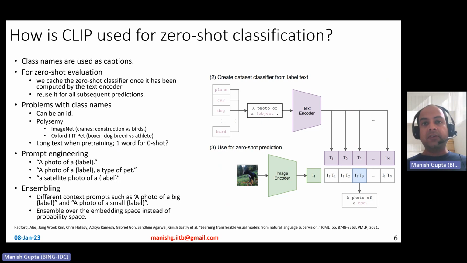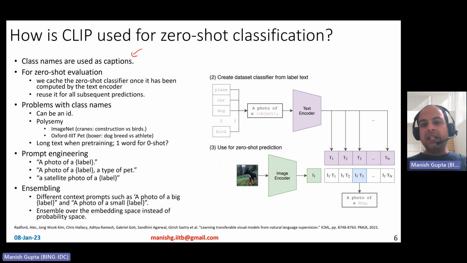Now, how do you use it for classification tasks? CLIP is promoted to be used as a zero-shot classification model, where the class names in those data sets are used as captions. So let's say you are trying to do classification on a data set with 100 dog breeds. You would use the names of each of those dog breeds as the text caption, and then ensure that given an image, you can predict one of those text captions.